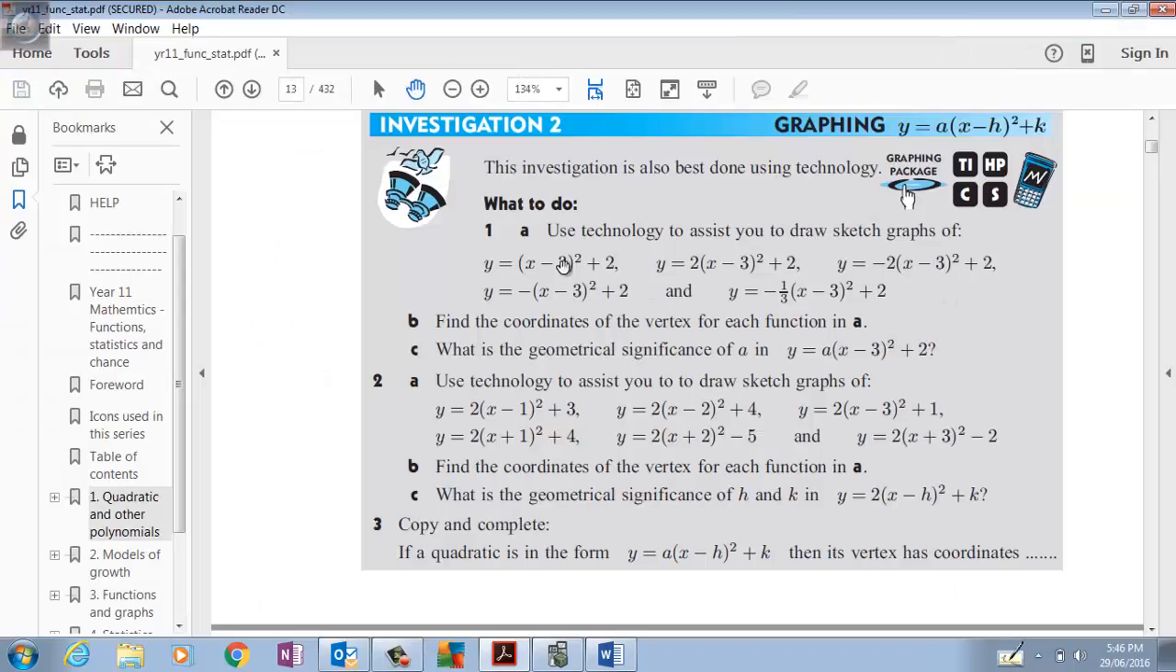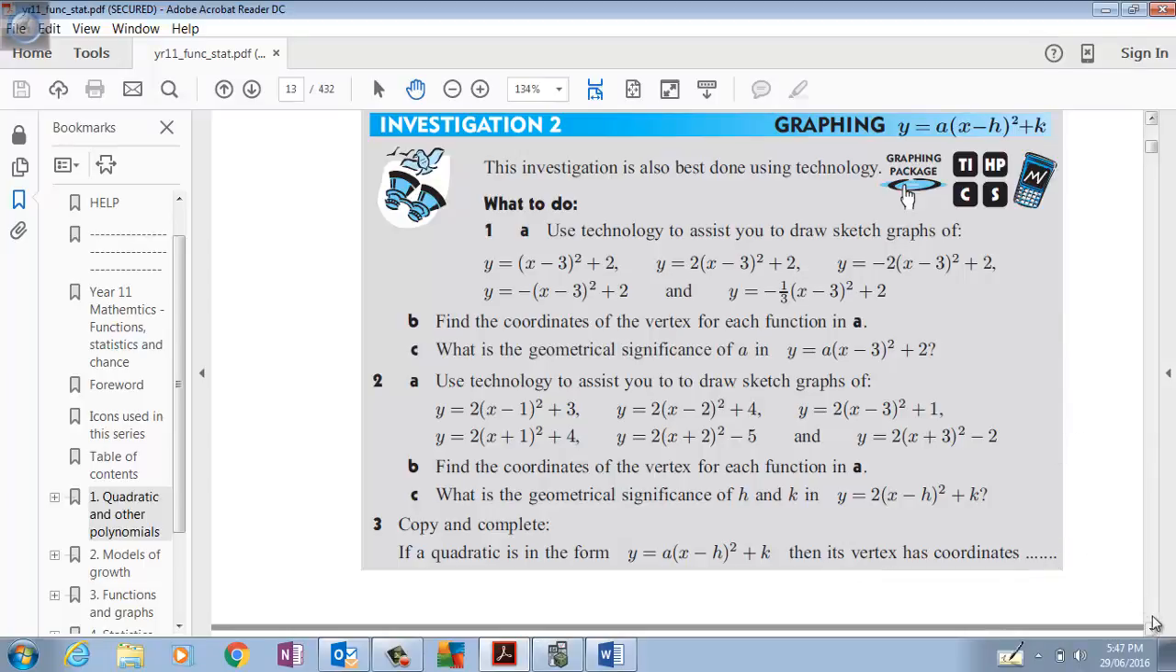Okay, so all these here have got 3, 2, 3, 2, 3, 2. They all have a vertex of 3, 2. The number out the front, the a value, is the only thing that changes the shape of the graph, but they all have the same turning point. So if you look in question 3, it says if a quadratic is in the form a x take h squared plus k, then its vertex has coordinates h comma k.